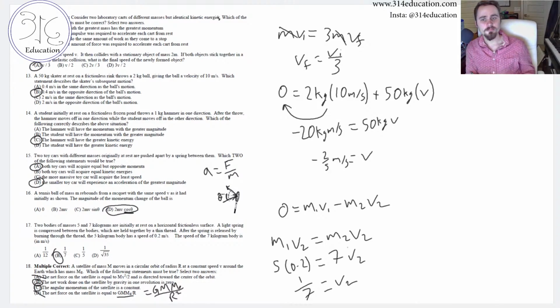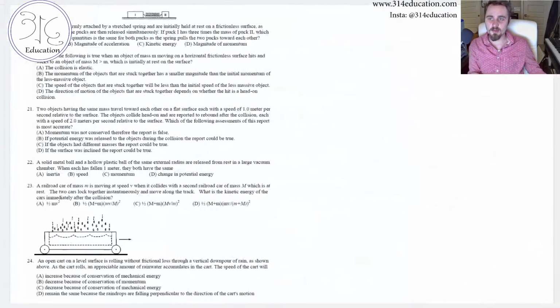But that's okay. Cool. Well, let's move on to the next page here then. I believe this is our last page of multiple choices, and then we can take a look at some FRQs. 19, we've got two pucks firmly attached by a... Oh, come on. Okay, it's the same type of thing. Oh, no, but it's an initially stretched spring and then held at rest on a frictionless surface. Then they're released simultaneously.